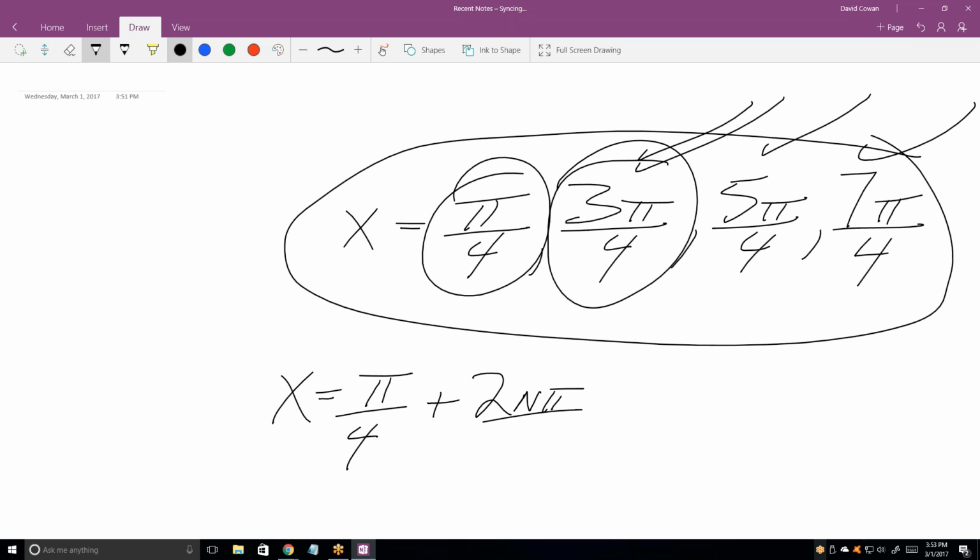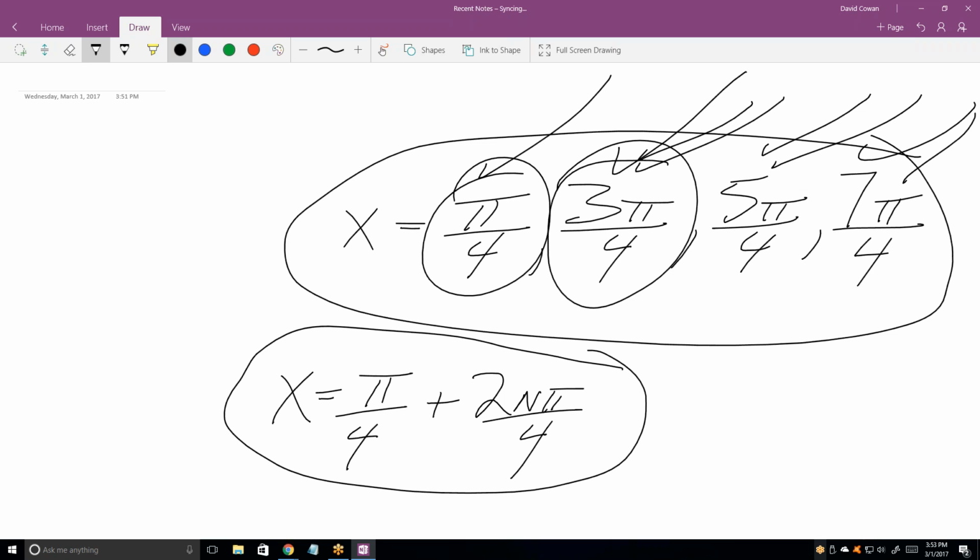2n pi over 4. Now when n is 0, we get this one. When n is 1, we do get that one, 3 pi over 4. When n is 2, we get 5 pi over 4. Do you see that? When n is 3, we get 7 pi over 4. So here's a case where we don't need two different expressions. That covers it all. In other words, that gives us every possible answer where n's domain is minus infinity to plus infinity.